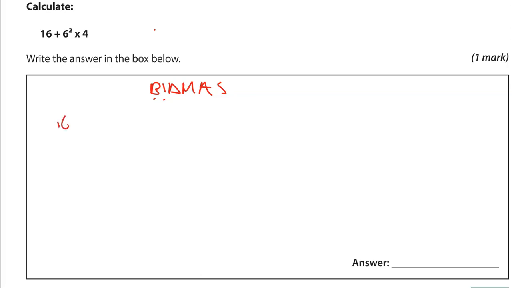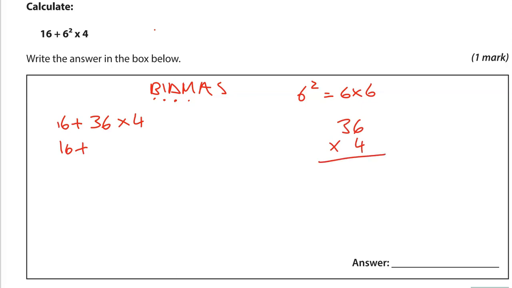So 16 plus 6 squared, that is 6 times 6, which is 36, and then times 4. So we've done the powers. Then, do we have any division in here? We don't. Do we have multiplication? Yes, we do. So we're going to do multiplication before we do addition. So 16 plus 36 times 4. What is that? So 36 times 4.